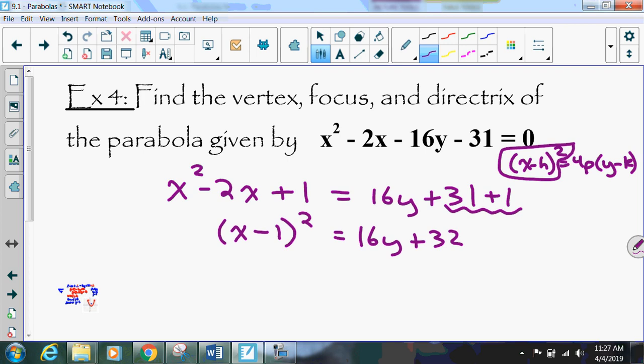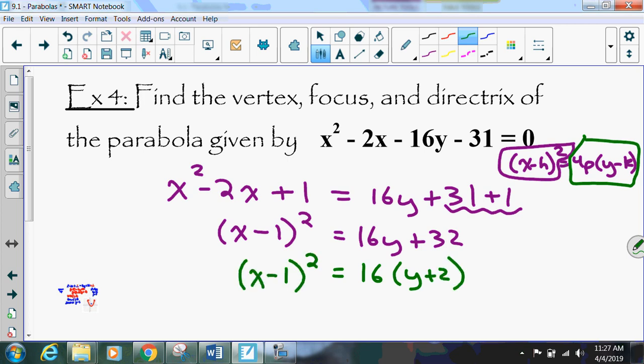The right side needs to look like this. I need to see some parentheses, don't I? So let's look at 16y and 32, and let's pull out the GCF. We're going to pull out 16, right? And we end up with (y plus 2). So now finally we can sit back and breathe until we do the next example. And we can see that now it's in standard form.